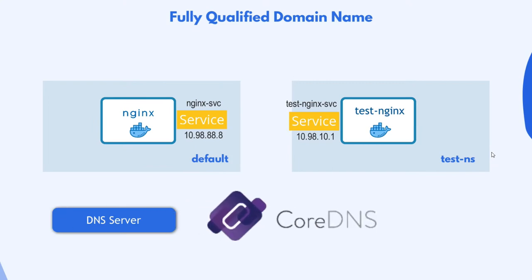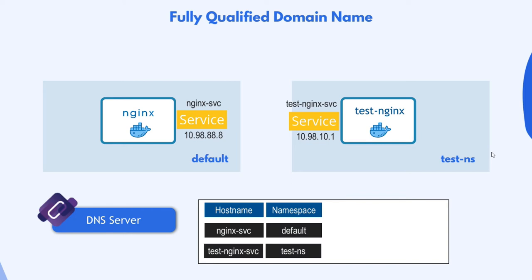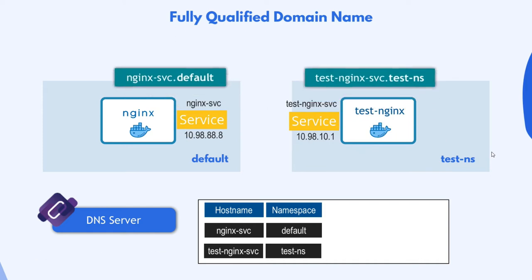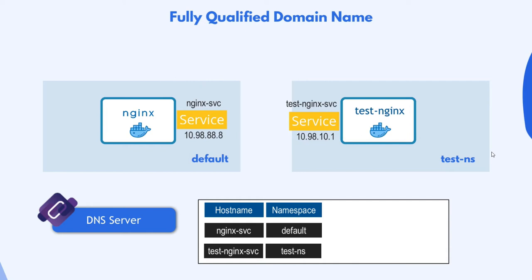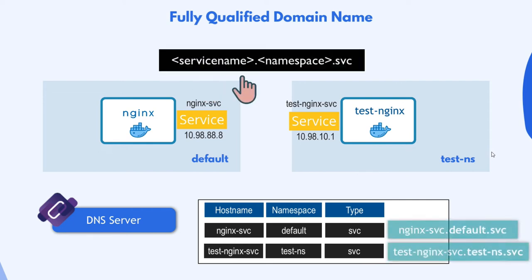So CoreDNS creates a subdomain. All the pods and services are grouped together in the subdomain of the namespace. So the services in the default namespace actually have an address of nginx-service.default. In addition to that, all the services of all the namespaces are grouped together in another subdomain called service or SVC. So each service can actually be addressed with service name dot namespace name dot svc.